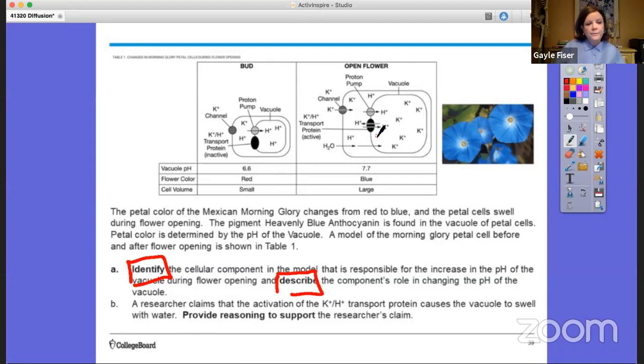All right, and then part B: a researcher claims that the activation of the potassium hydrogen transport protein causes the vacuole to swell with water. Provide reasoning to support the researcher's claim. So what happened? The researcher claimed that this transport protein caused the vacuole to swell. So he said that this right here caused this to swell. Okay, so you describe why. You provide the reasoning why. And I'll give you 10 seconds for that.